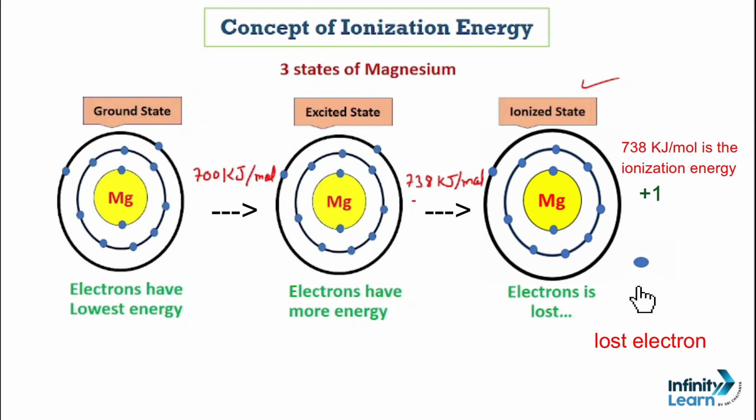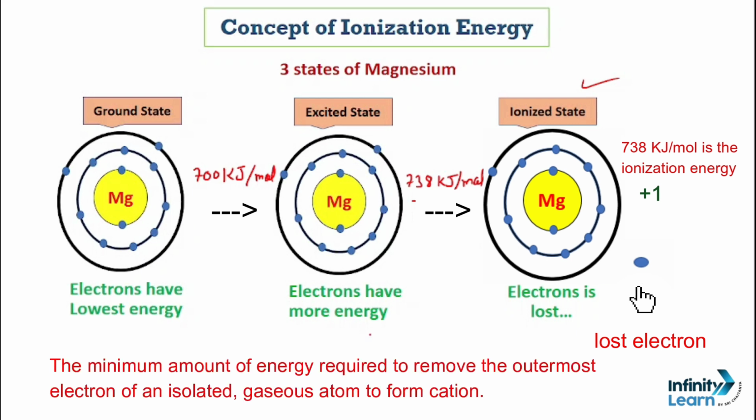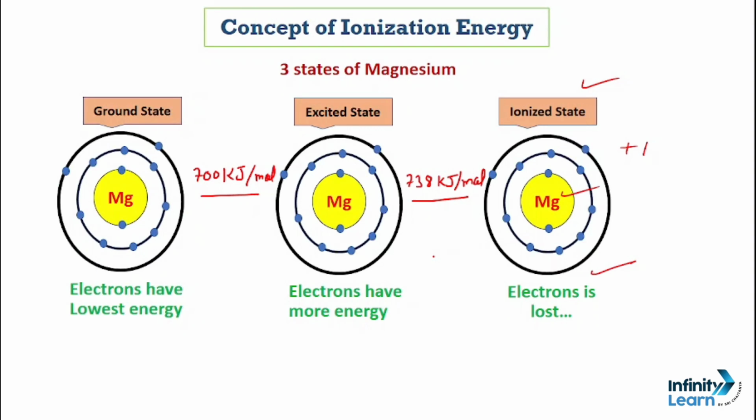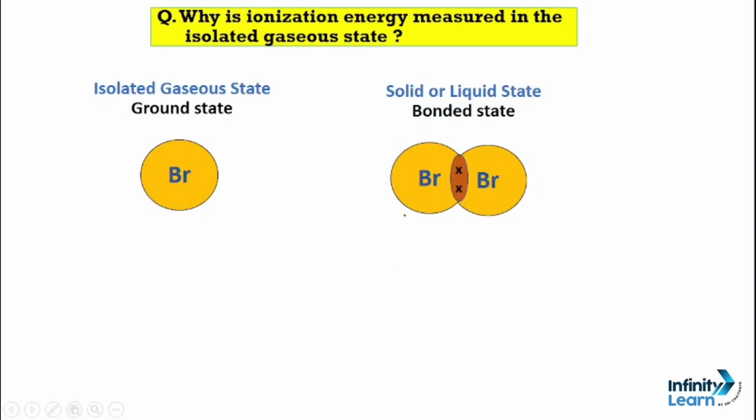So now the proper definition you can write here is the minimum amount of energy required to remove the outermost electron of an isolated gaseous atom to form its cation, and cation means an atom having positive charge. After this, a question arises: why is ionization energy measured in the isolated gaseous state? So the answer is really very simple.